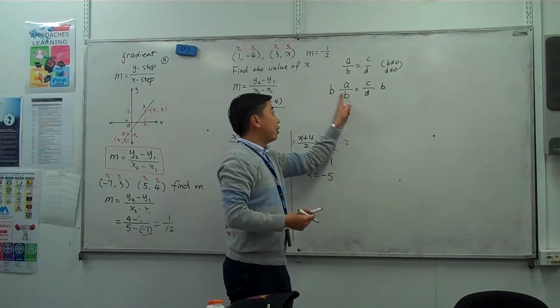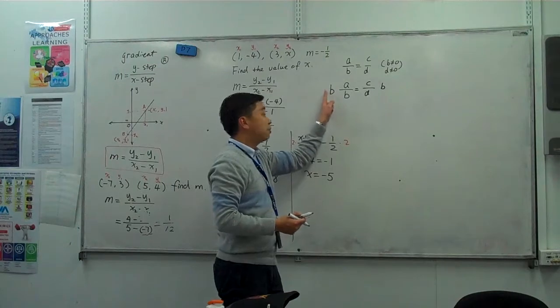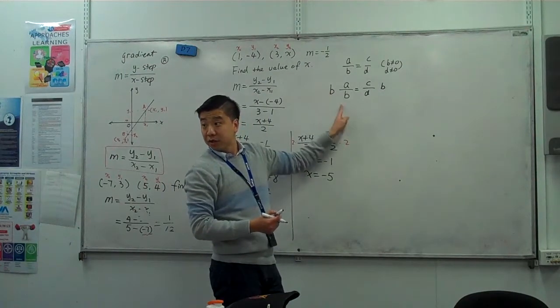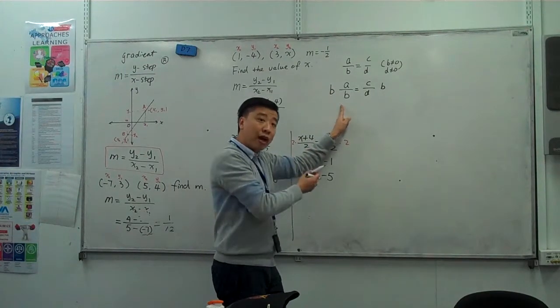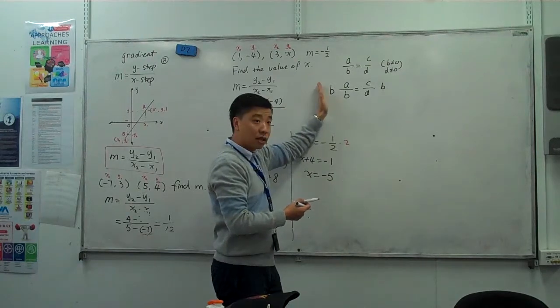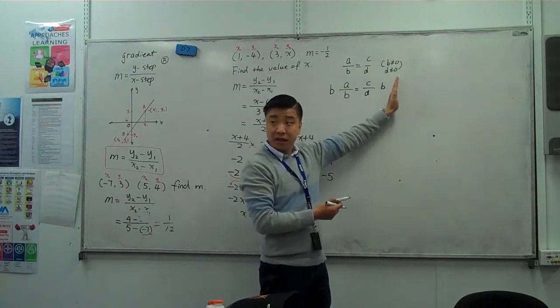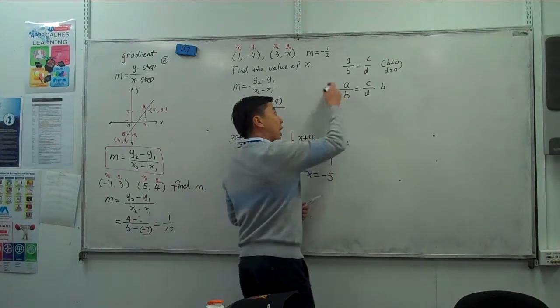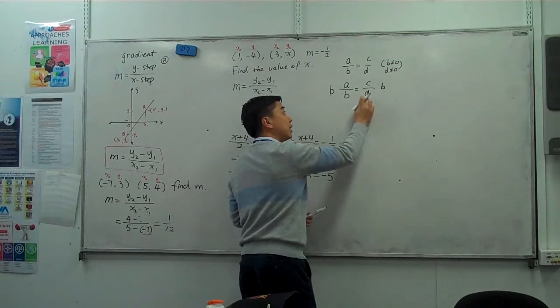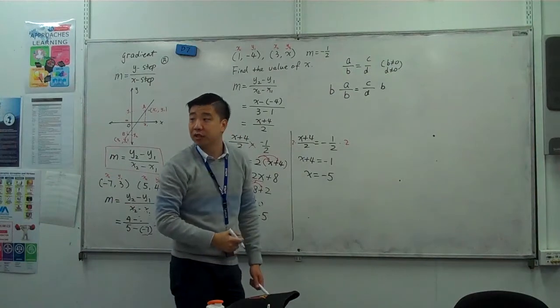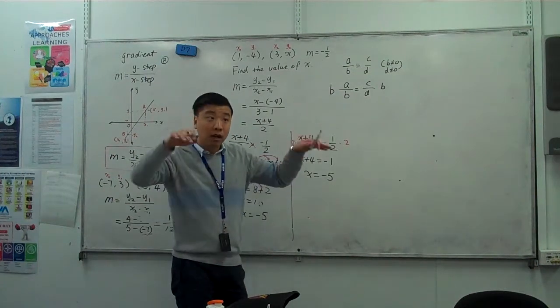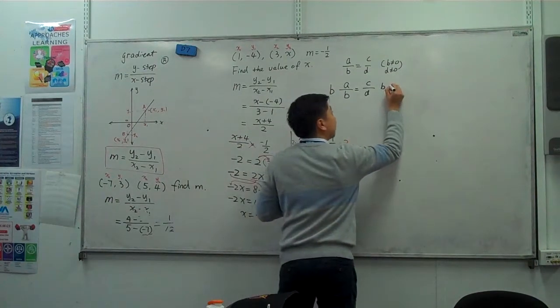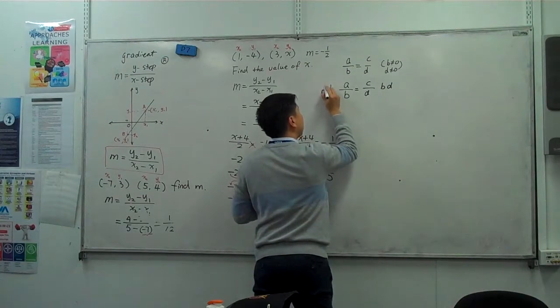If I want to get rid of B, I need to times B here, so they can be cancelled. But this is an equation. I times B on this side, I have to times B on the other side. Okay, so make that balance. So I can only cancel B. How about D? I want to cancel D. I have to times D on both sides. D here and D here.